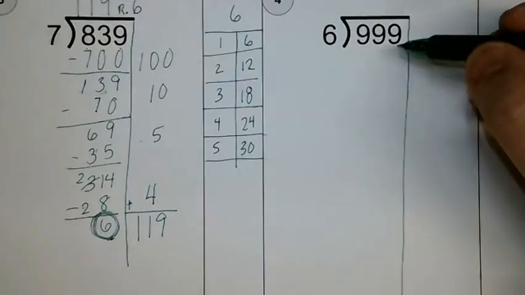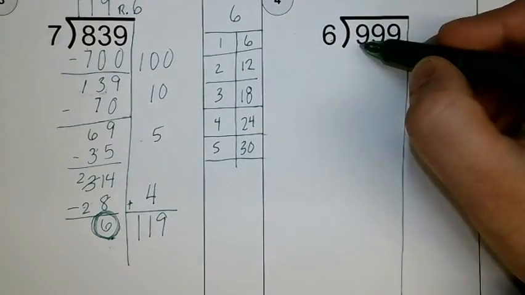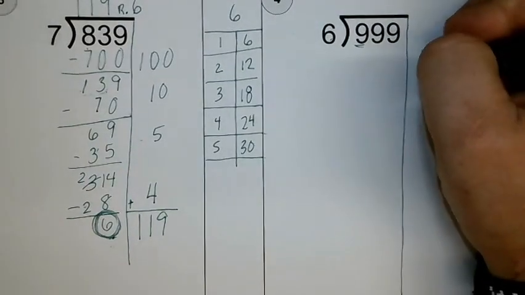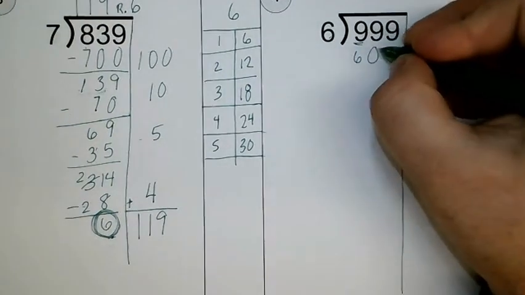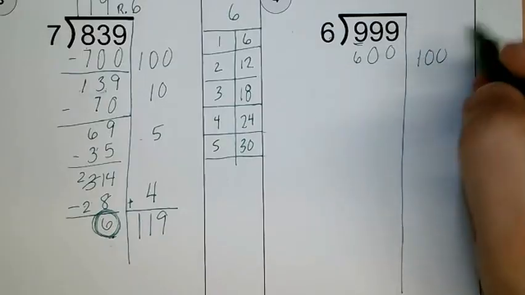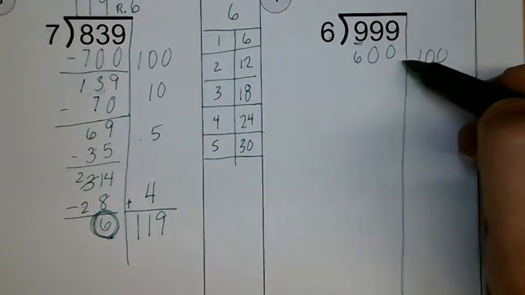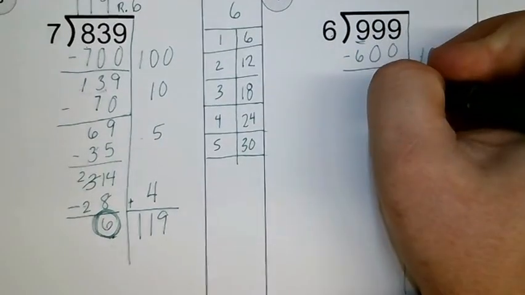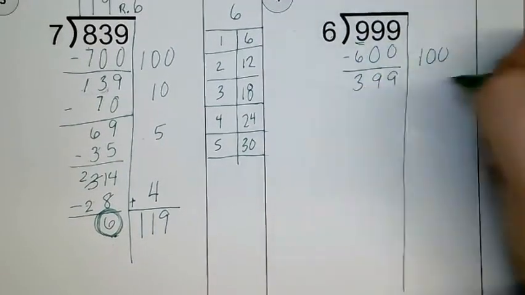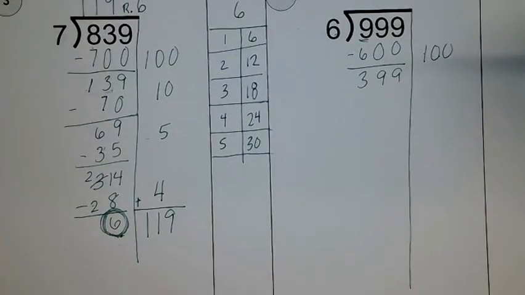So let's go ahead. I'm going to check it out. 6 times what will get me closest to this 9? Well, 6 times 1 is 6, right? And then I need a 0 and a 0, so the place values line up. So really, this is 6 times 100 is 600. All right. So if I subtract that, I'm left with 399.